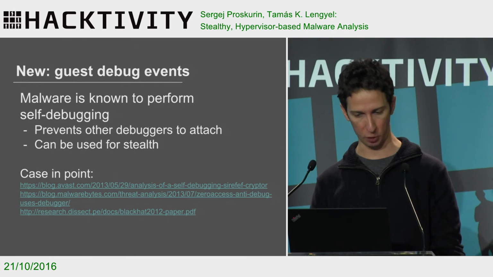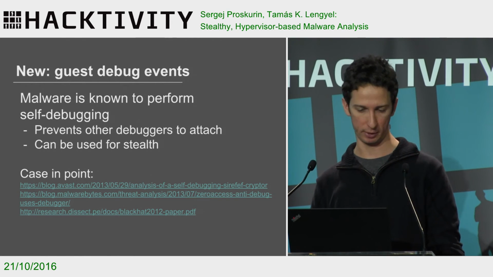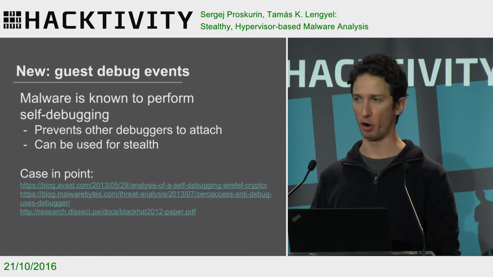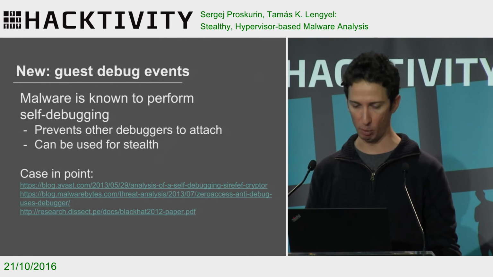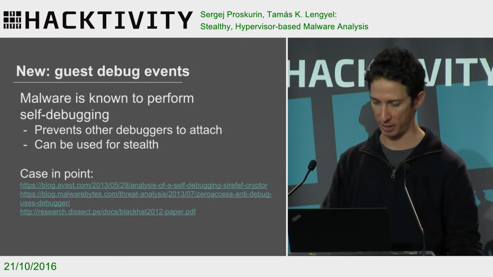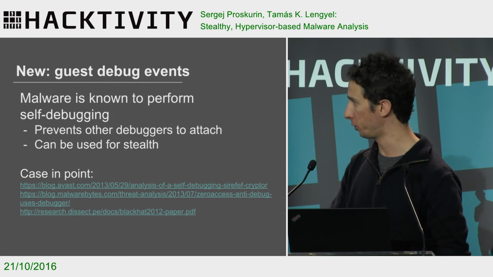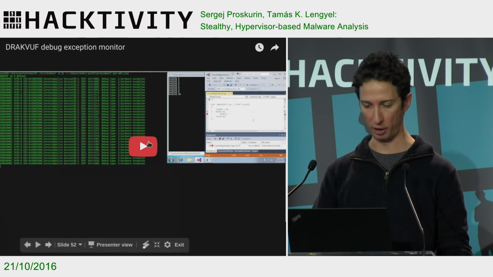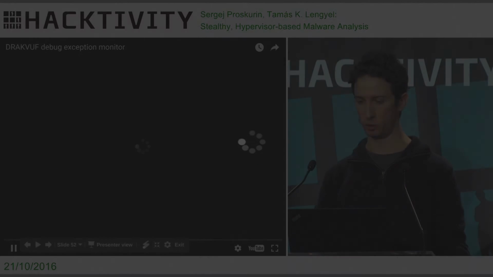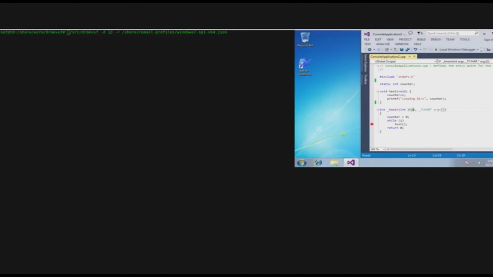Some new stuff that's also coming up in DRAKVUF is debug events. In the last couple of years there has been a lot of news about malware employing self-debugging techniques so that you can't attach another debugger to it or monitor its execution. So for Xen 4.8, I introduced this new feature where you can trap hardware debug events into the hypervisor and just monitor that as well. So if malware is trying to do any type of self-debugging, you would be able to monitor that through the hypervisor.